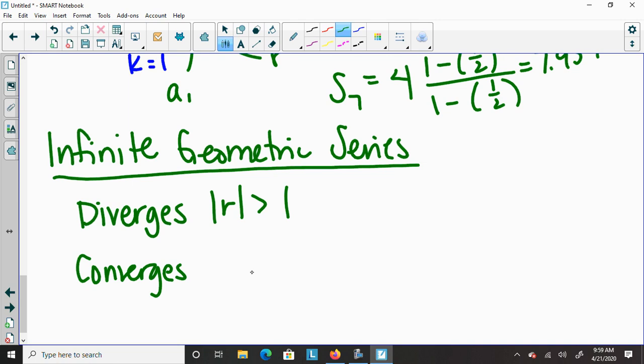Okay, and it converges if it is less than 1. So it'll converge to a certain number. You're actually going to get an answer, even though you're adding together an infinite number of numbers. It's not going to get any bigger.